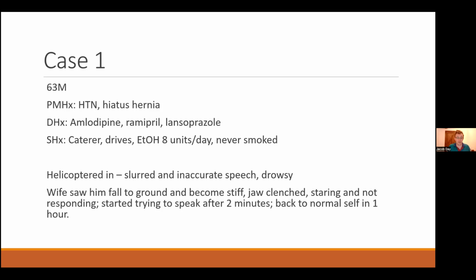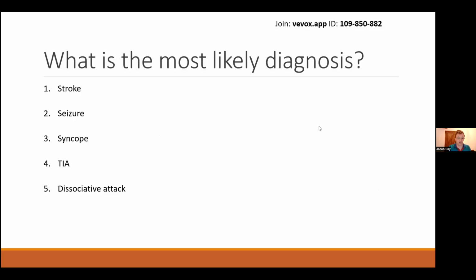So this is our 63-year-old man who was helicoptered in, drowsy and with slurred speech, who got better over an hour and had an episode when he'd fallen to the ground and got stiff for about a minute and then was confused afterwards. So, second chance on what this one is. What do people think? I think seizure was the top one last time.